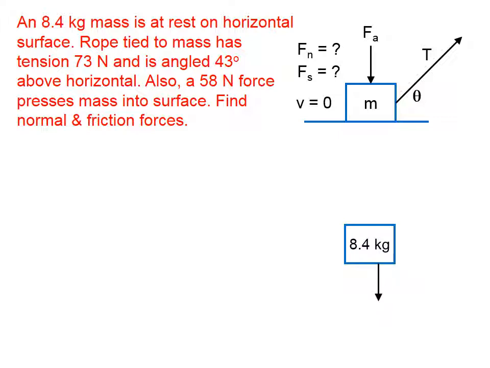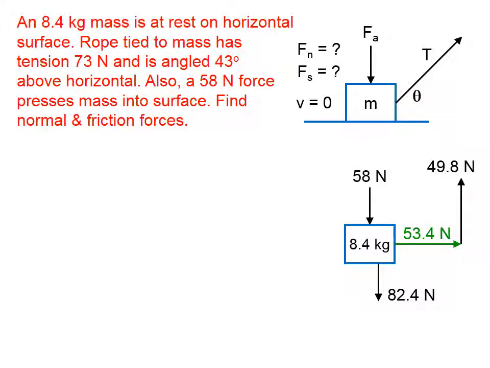There's the mass, 8.4 kilograms. Our weight is m times g. So 8.4 times 9.81 is 82.4 newtons. This tension, you can see in the picture, is acting in a direction that is neither parallel nor perpendicular to the surface. So I'm going to break it into its components. This green vector is going to be found by taking tension times cosine of 43. So that number will be this, 73 newtons times the cosine of 43. This black vector, pointing up, is going to be found by taking the tension, 73 newtons, times the sine of 43.